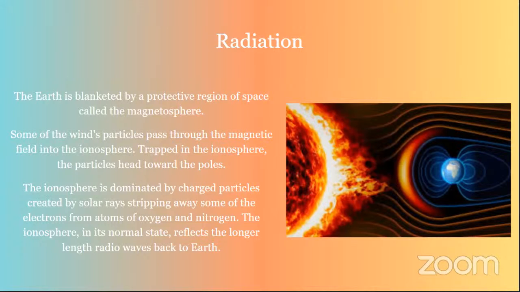However, some of the wind's particles pass through the magnetic field into the ionosphere. The ionosphere is one of the atmosphere's layers that is 90 kilometers above the Earth's surface. Trapped in the ionosphere, the particles head toward the poles, as you can see in the picture, toward the north and the south poles. The ionosphere is dominated by charged particles created by solar rays, stripping away some of the electrons from the atoms of oxygen and nitrogen. The ionosphere, in its normal state, reflects the longer wavelength radio waves back to Earth.